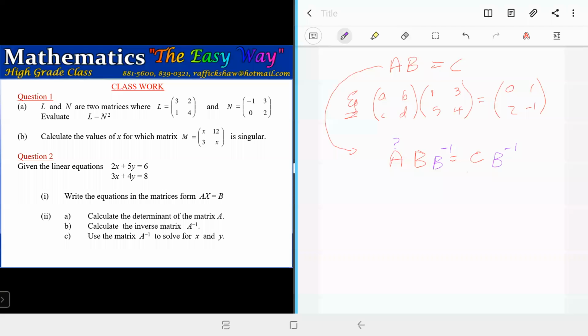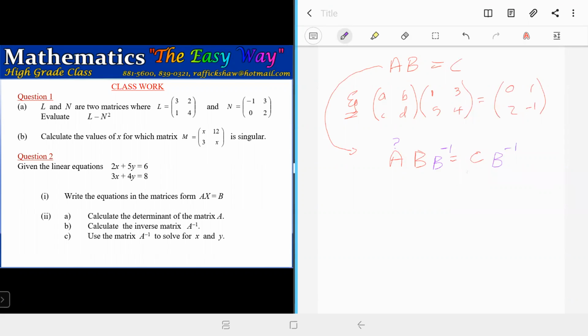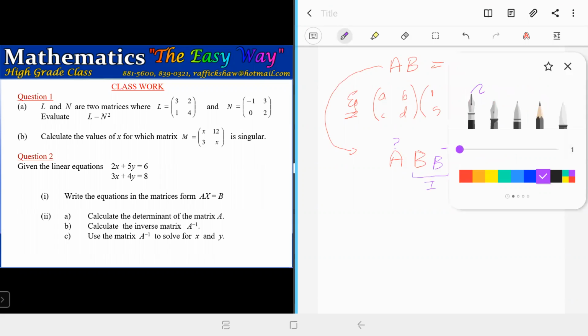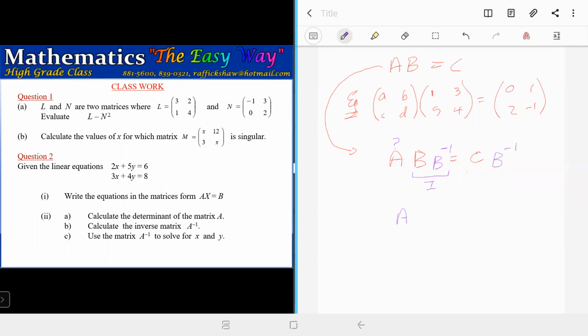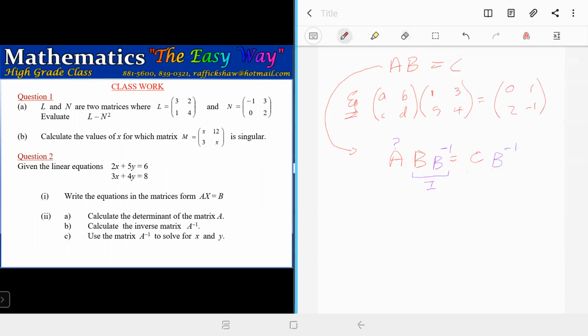And then what is going to happen now is the same thing: this B times B to the minus 1 is the identity matrix. And therefore, the equation reduces to A times the identity matrix equals C times B to the minus 1.